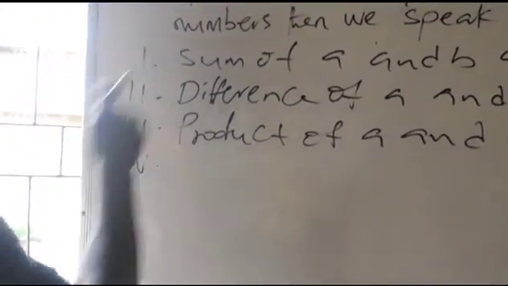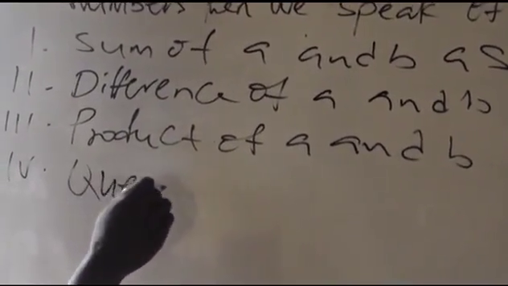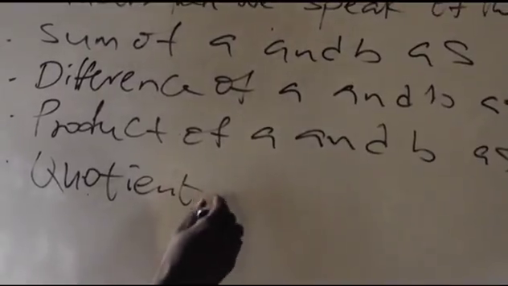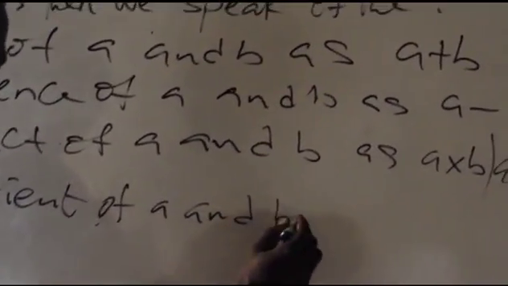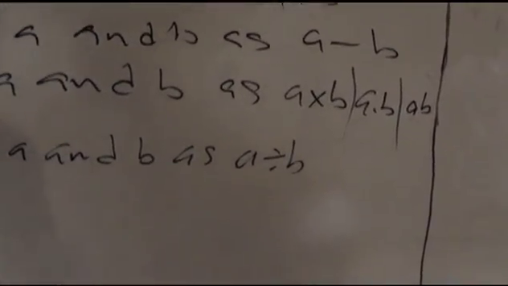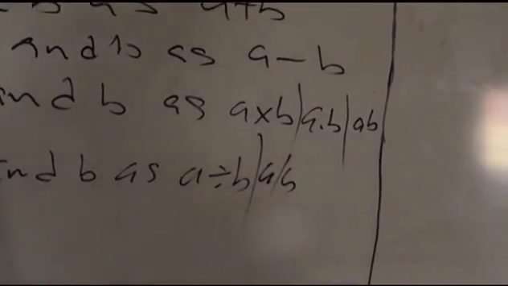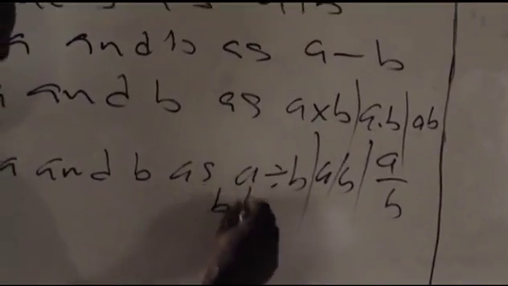Then the fourth one, if A and B represent 2 unknown numbers, then we speak of the quotient of A and B as A divided by B, or A over B, provided that B is not equal to 0.